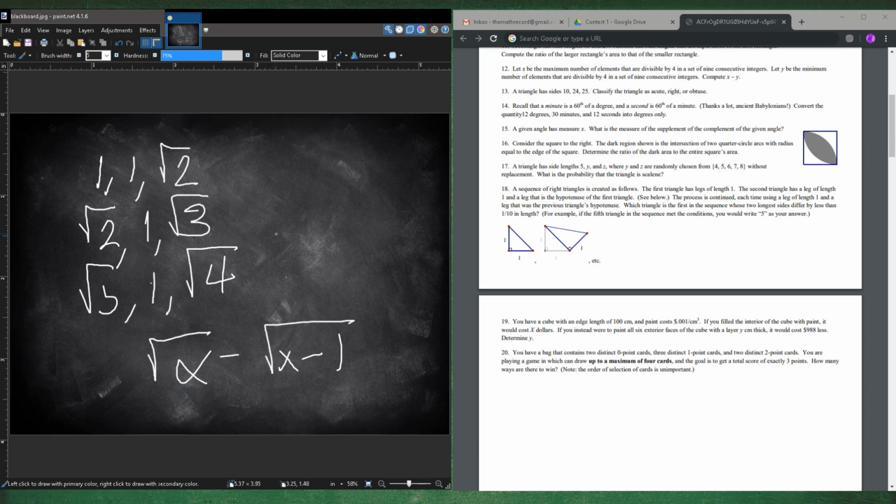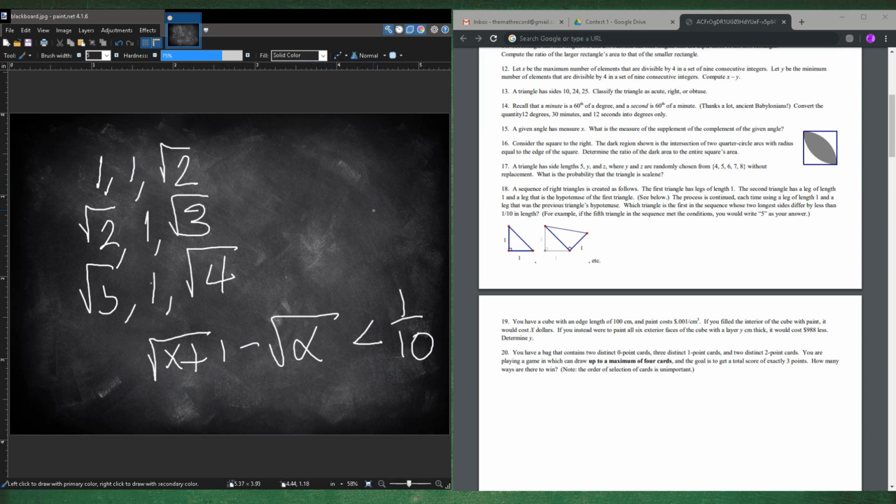Which triangle in the first sequence? Okay, never mind. Actually, let's put this in the right variable. x plus 1 minus x, because this is the third triangle. Because then if this is the third triangle, then this is 4. So you subtract it, and this difference has to be less than 1/10 in length.